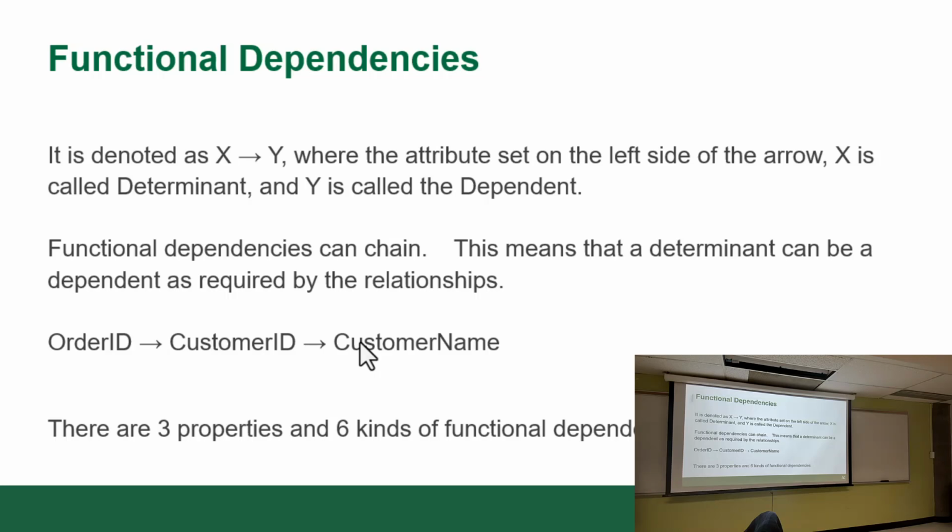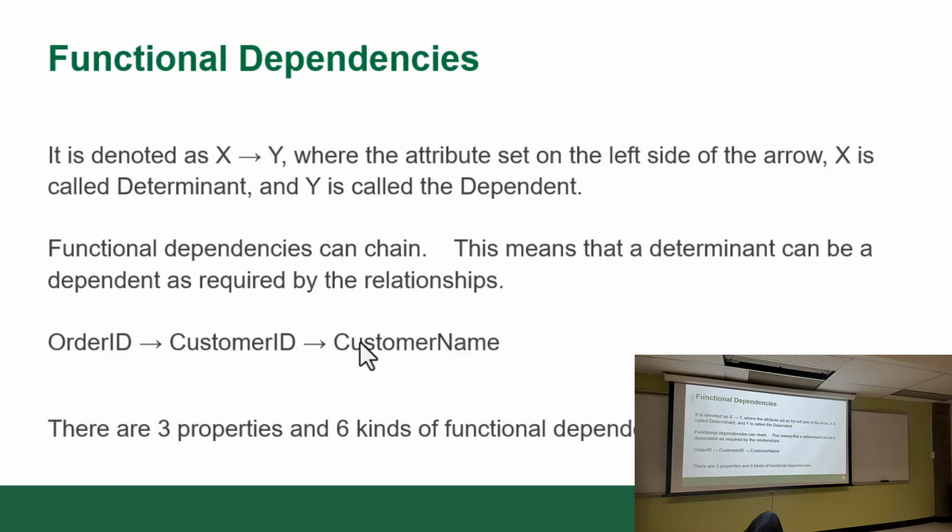Functional dependencies can chain. That means a determinant can be dependent as required by other relationships. For example, an order ID determines a customer ID. The customer ID would determine the customer's name. That's why it's called chaining, where one determines the other.